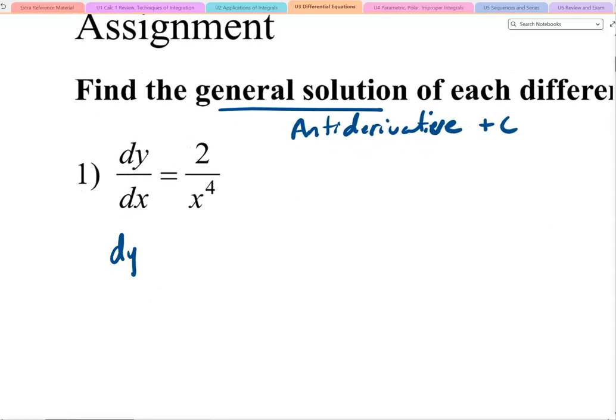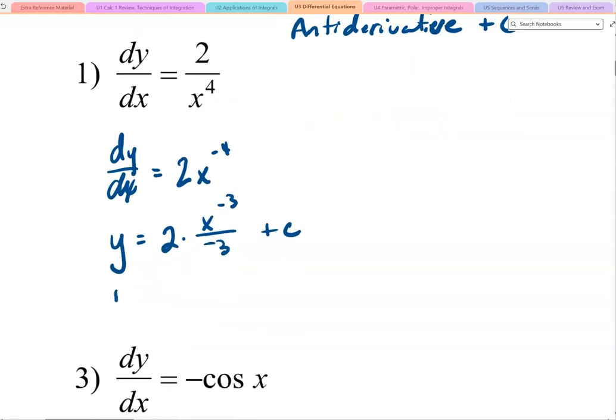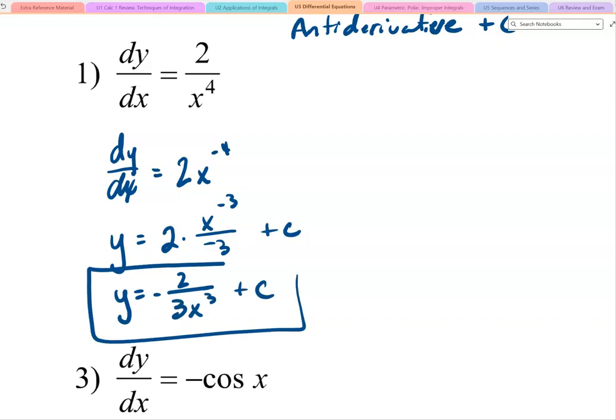If dy dx is equal to 2 over x to the fourth, I might think of this as 2x to the negative fourth power. So that means that y by itself would have to be 2 times x to the negative third divided by negative 3 plus c. And we can simplify from there. Maybe call this negative 2 over 3x to the third power plus c. And there's our general solution to the differential equation.